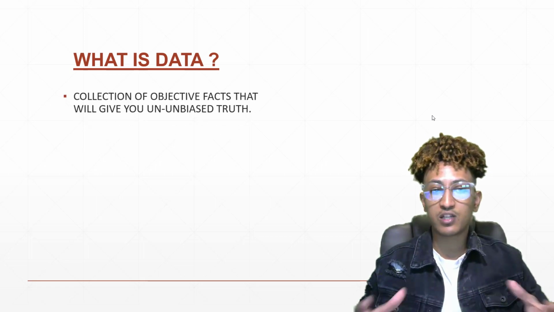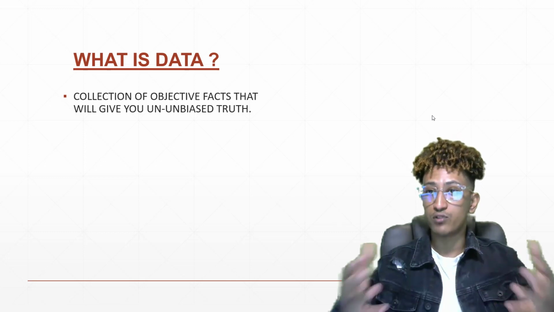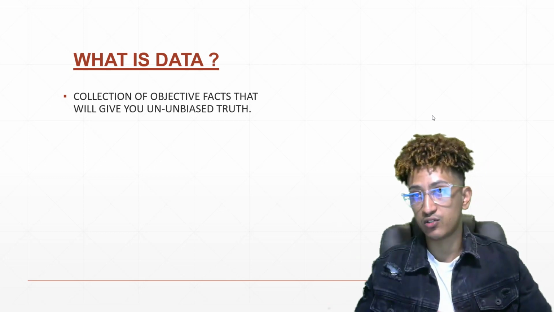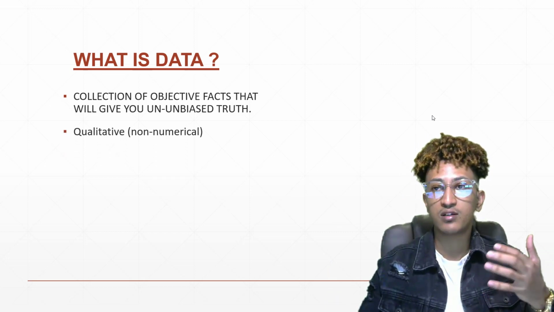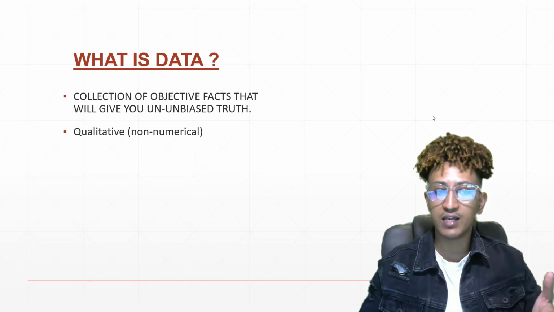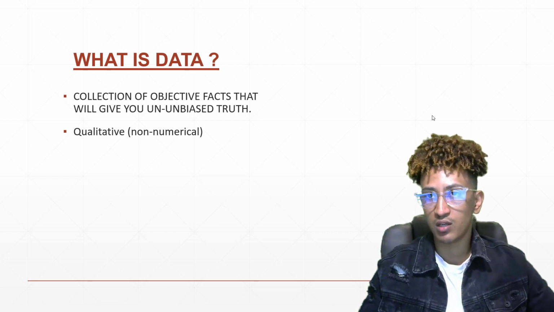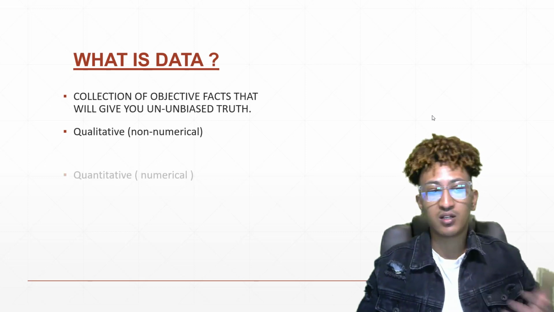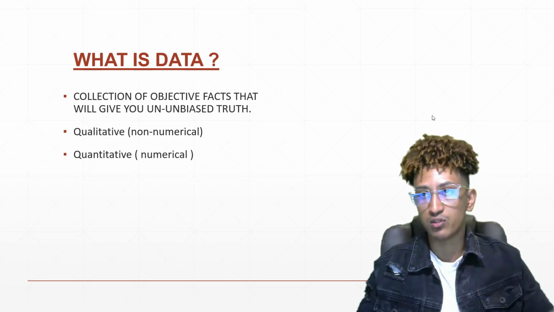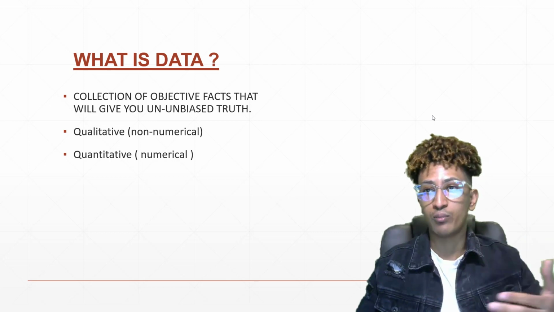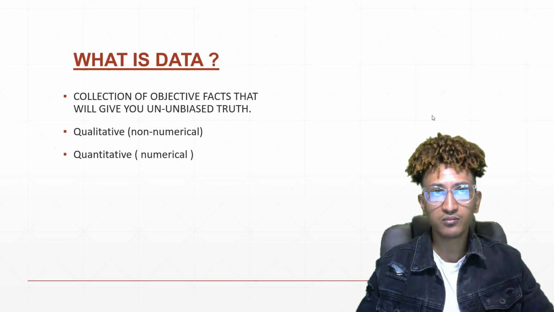For me, it's a collection of objective facts that will give you an unbiased truth into whatever you're trying to find out. Whether you're trying to find the strategy works or not, data. Now, there's two ways of collecting data. The first one is qualitative data. It's non-numerical data. An example of that would be, what's the texture of the table? Is it soft? Is it rough, right? Second one is quantitative data, which is a real hard number to come up with solutions. And when we try to formulate our trading strategy, we'll be using both ways of collecting data, right?